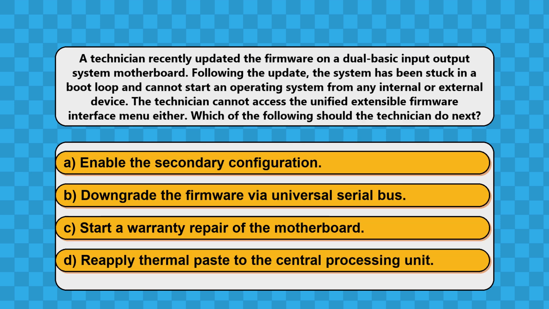Question 2. A technician recently updated the firmware on a dual basic input-output system motherboard. Following the update, the system has been stuck in a boot loop and cannot start an operating system from any internal or external device. The technician cannot access the unified extensible firmware interface menu either. Which of the following should the technician do next? Option A. Enable the secondary configuration. Option B. Downgrade the firmware via universal serial bus. Option C. Start a warranty repair of the motherboard. Option D. Reapply thermal paste to the central processing unit.